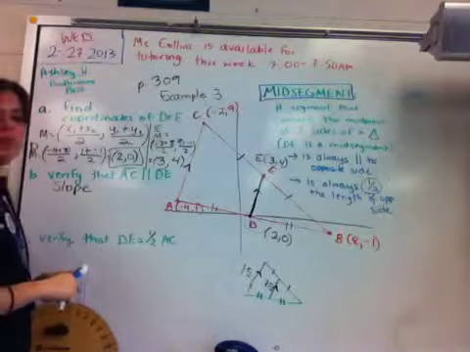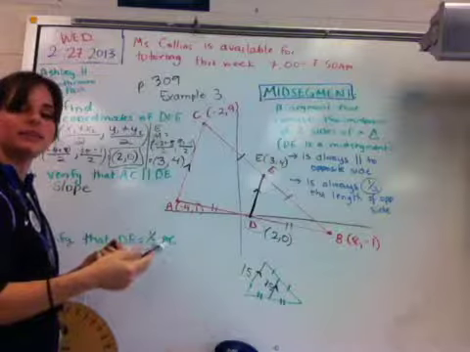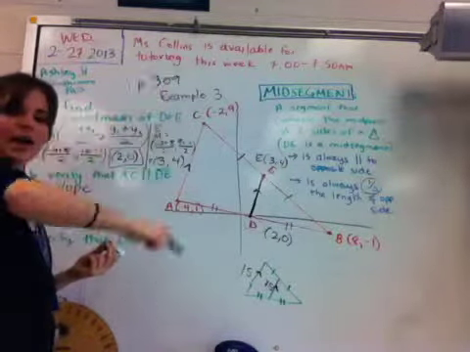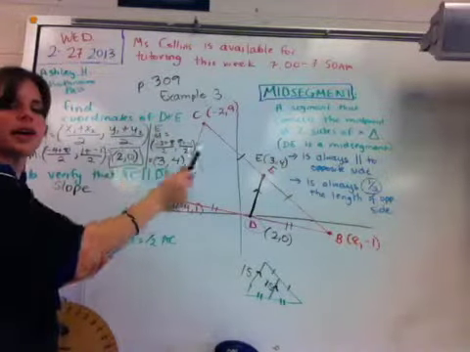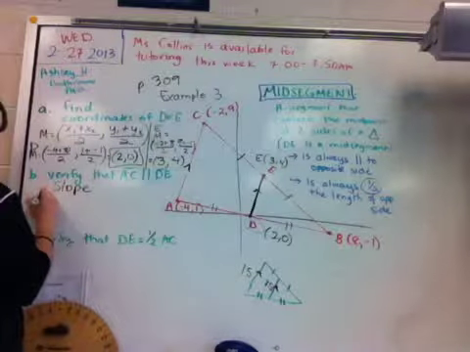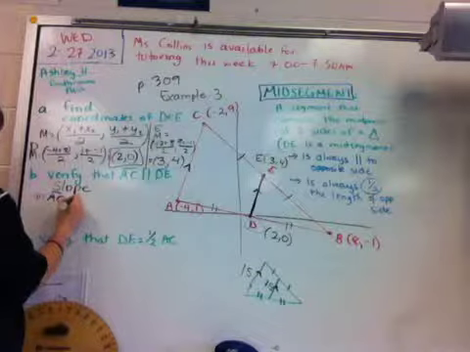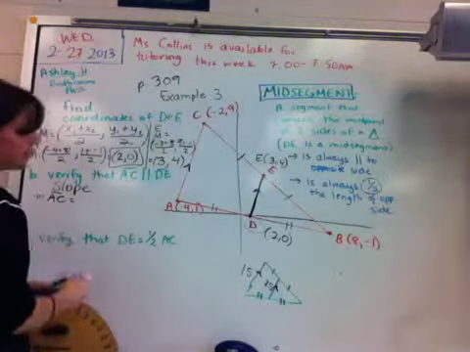How do you find slope? If we're on a coordinate plane, we're counting rise over run. You guys remember this? You're going to get your difference in your y's, check your rise, and then your difference in your x's to check your run. Okay, so let's do the slope of, it doesn't matter which one we start with. How about we find the slope of AC? All right, here we go.